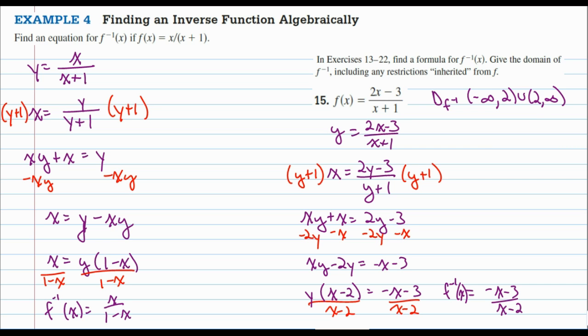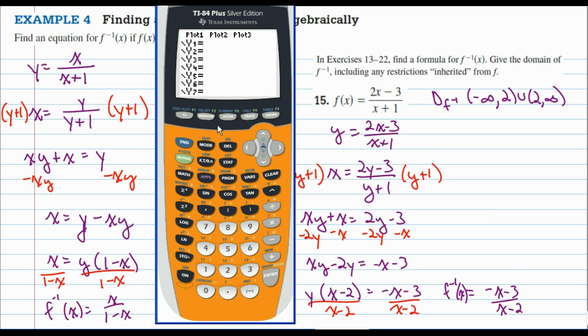Now I said before, everything associated with x and y switch, so the domain of the original function becomes the range of the inverse function, and the range of f will become the domain of the inverse function. So let's graph f and find out what the range of it was, so that we can determine if we were right on the domain for the inverse. So in f of x, in its own set of parentheses, I'm going to put the numerator 2x minus 3, and then I'm going to divide by parentheses x plus 1, so the denominator needs its own set of parentheses.